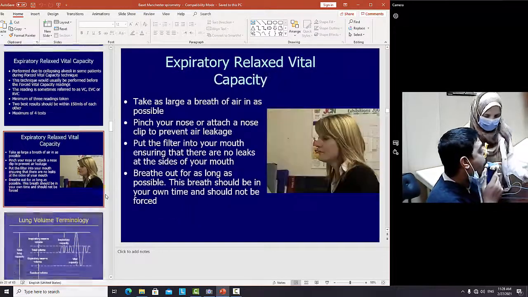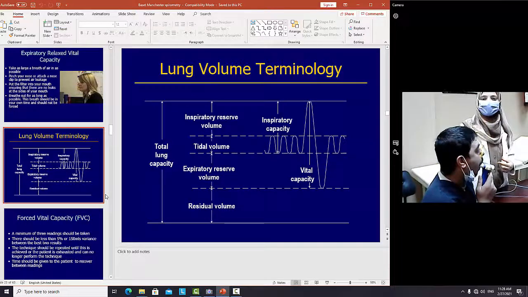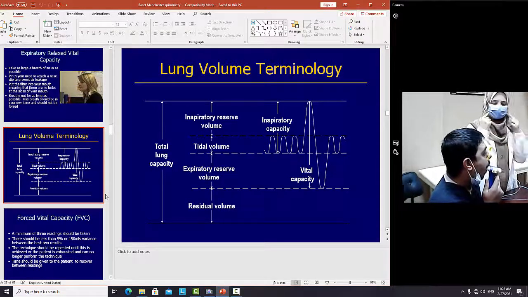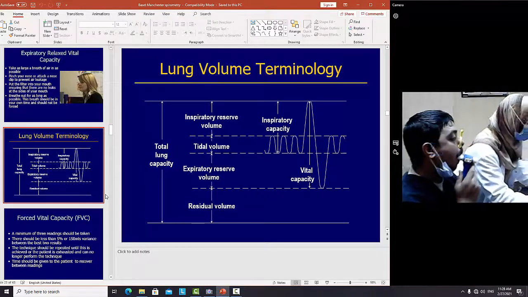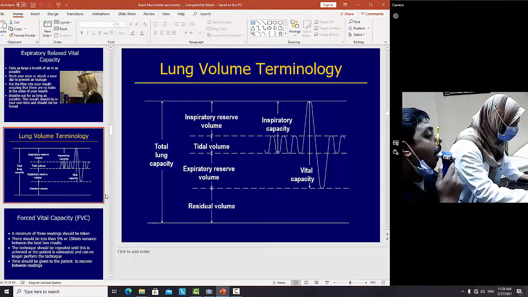During a slow vital capacity maneuver, the patient can breathe tidal. This is the tidal breathing.